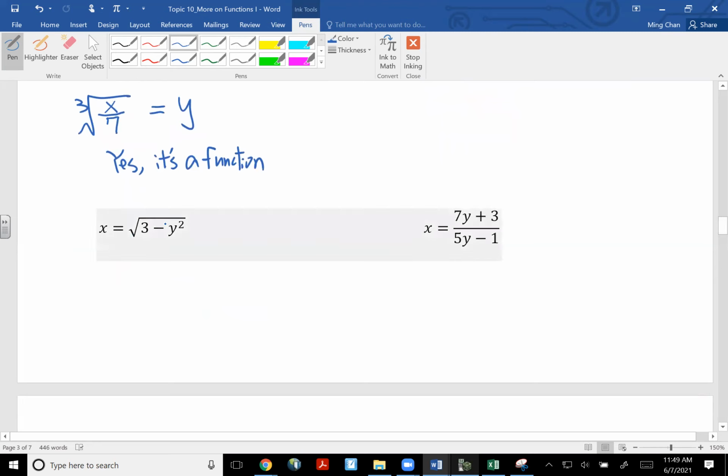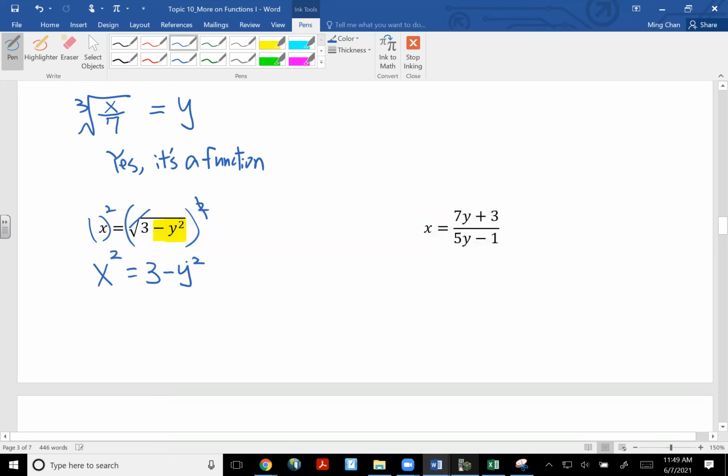I need to solve for y. Right now, my variable term is trapped inside the square root. So guess what I'm gonna do? Since there's only 2 terms, I'm gonna square both sides, because square and square root cancel out. So I get 3 minus y squared equal to x squared.